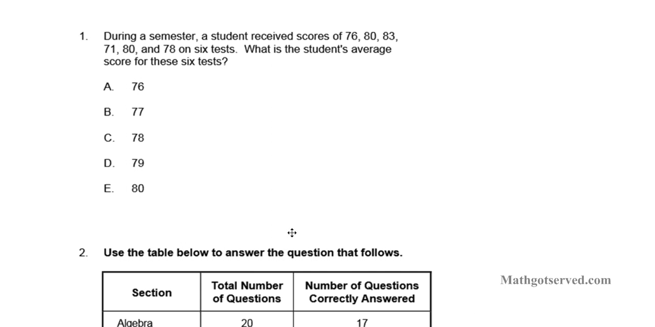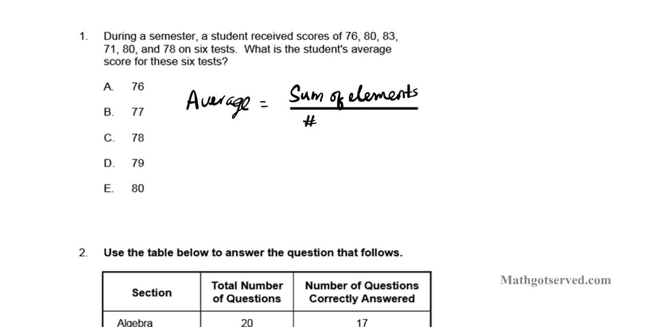So the formula for average is basically the sum of the elements of the set divided by the total number of elements in the set, okay? Divided by the number of elements. Now, the elements in this case are the test scores, okay? And then we have 6 elements.